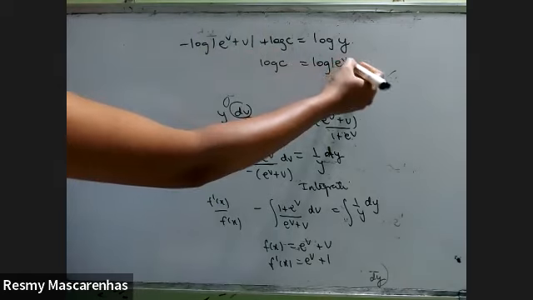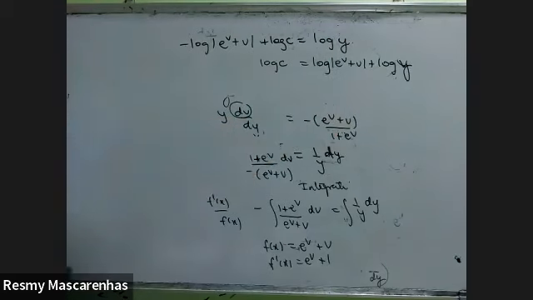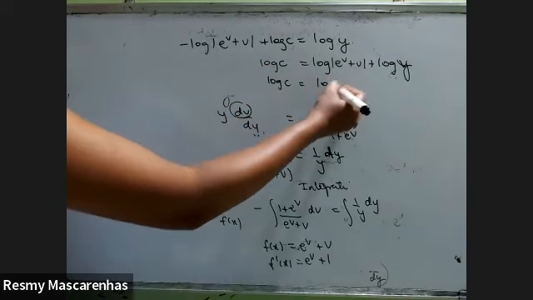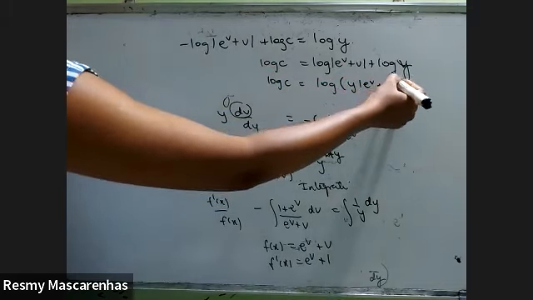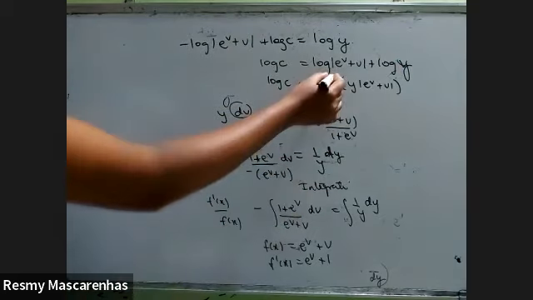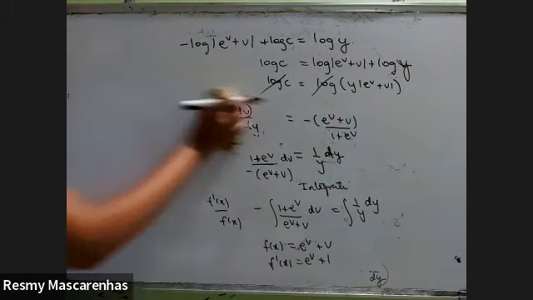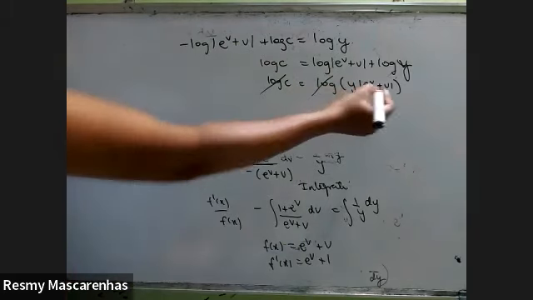So log of e raised to v plus v plus log y. So log c will be equal to, use the log of a into log of b formula. This into this. Then log and log will cancel. And then just put the value of v back.